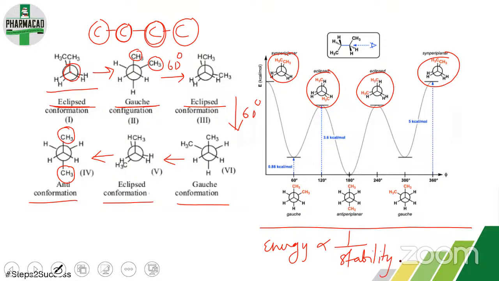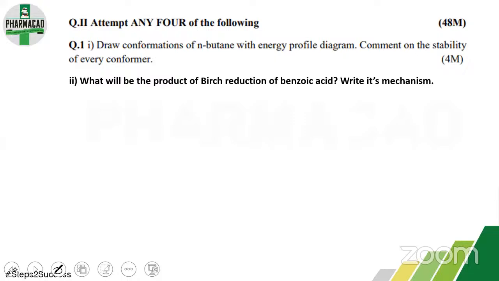Okay, now we will see the next question. What will be the product of Birch reduction of benzoic acid? So what is Birch reduction? Birch reduction is nothing but when we add sodium in presence of liquid ammonia.